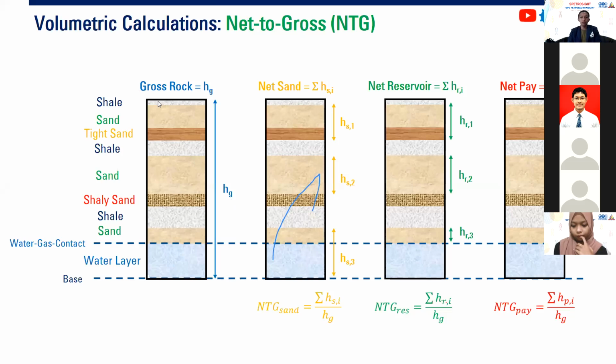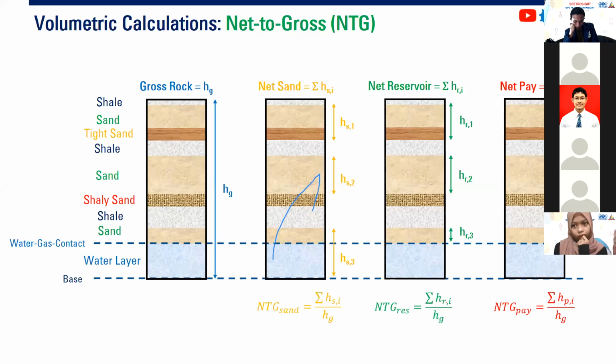So we need to subtract all the shales, all the water layers, and all the shaly sands in order to obtain our net pay. If you can see here, we have three pays. Net pay 1, and then pay 2, and then pay 3. That's actually the source of our gas. We only produce our gas from the net pay segments.